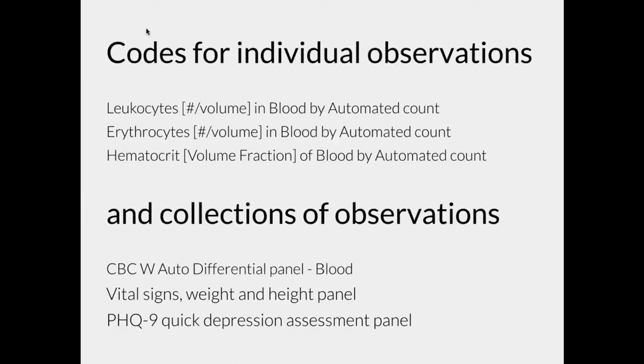So LOINC is primarily focused on, I've been using these examples for codes that represent individual observations, but we also create codes that represent collections of observations. And depending on your domain, you might call that a panel or a battery or a data set or a form, a collection where you have an enumerated set of observations inside. That is also something that LOINC creates.